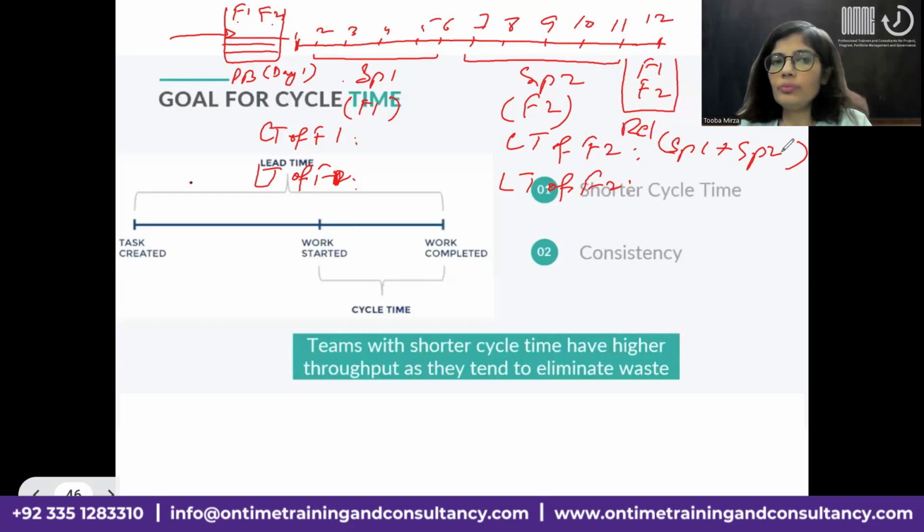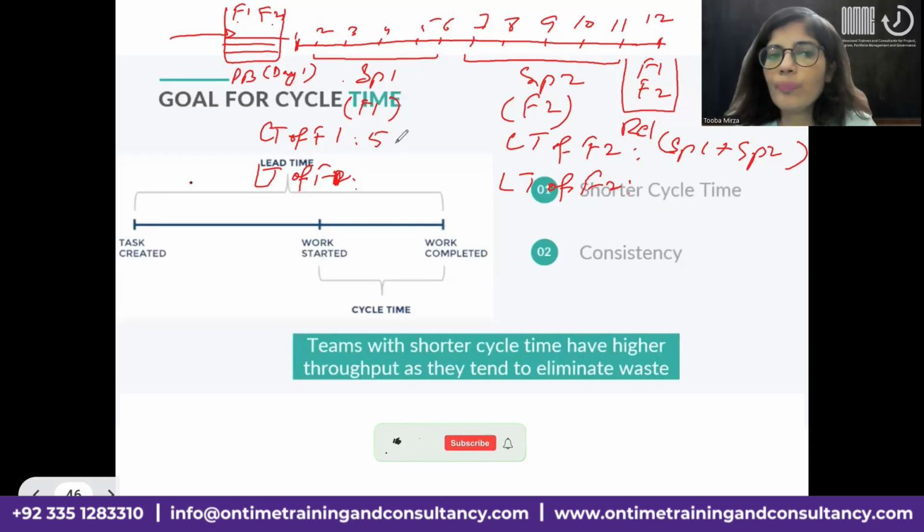Anyway, in days. 5 for both? No, each 5. Yes, that's correct. The cycle time of F1 and the cycle time of F2 is 5 days. Why? Because the work for F1 started on the second day and was completed on the sixth day.